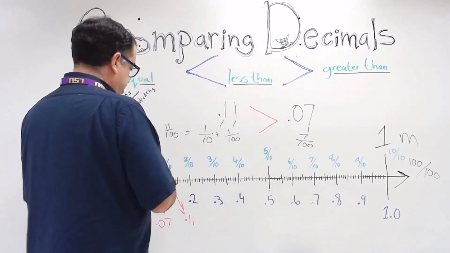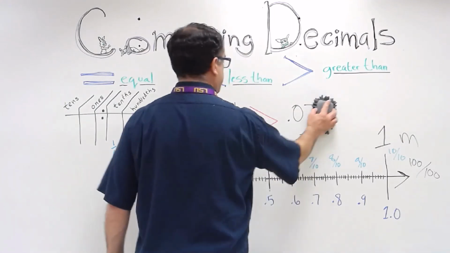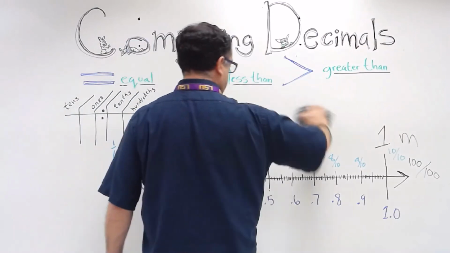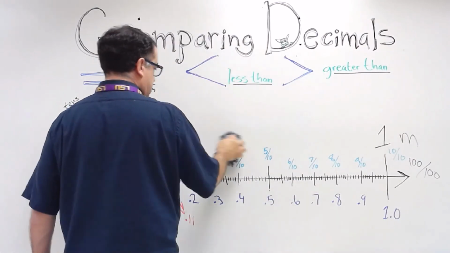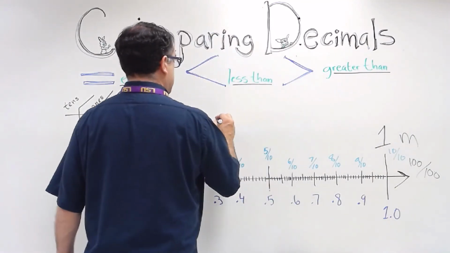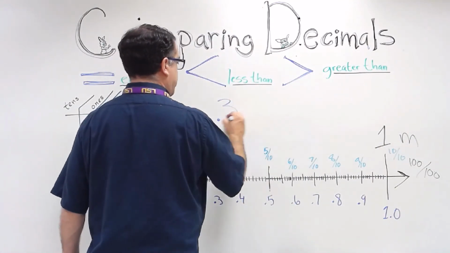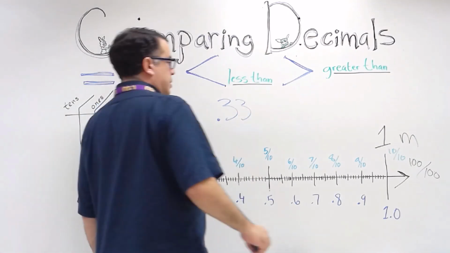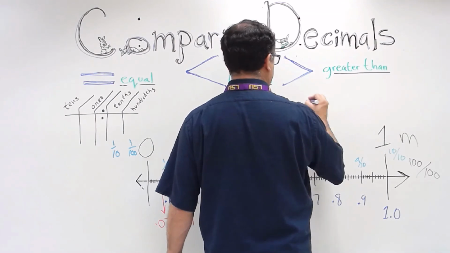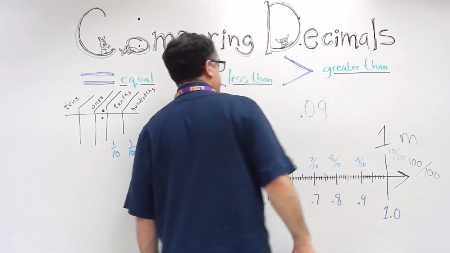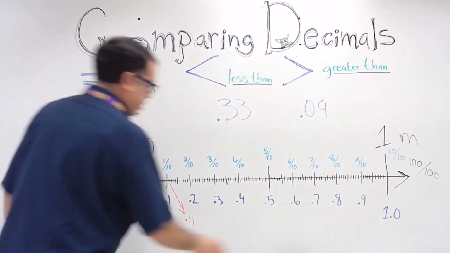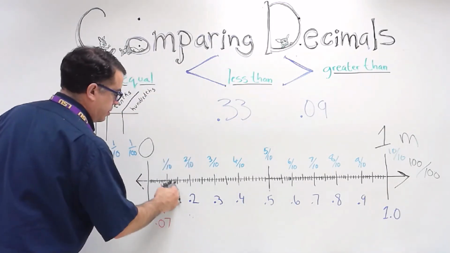Let's look at another example real quick. Let's look at 33 hundredths and 0.09. Okay, so 33 hundredths and 0.09. Let me get rid of this right here too, so we don't get confused.